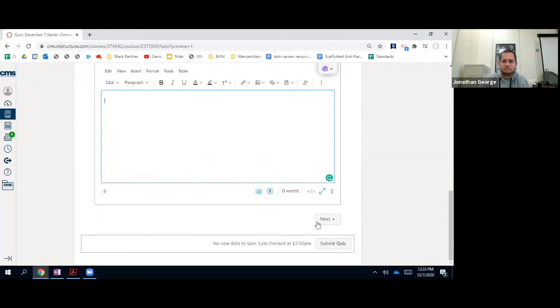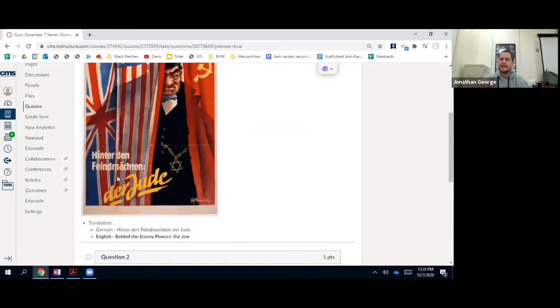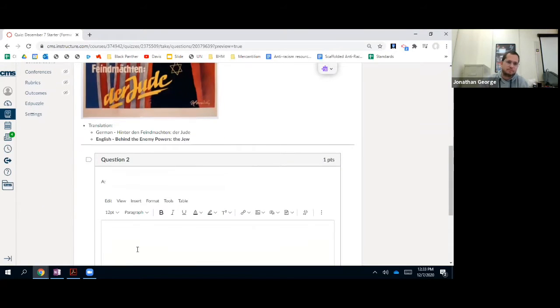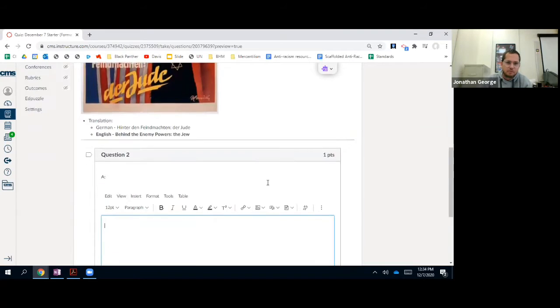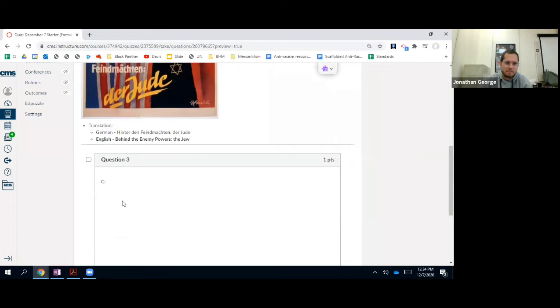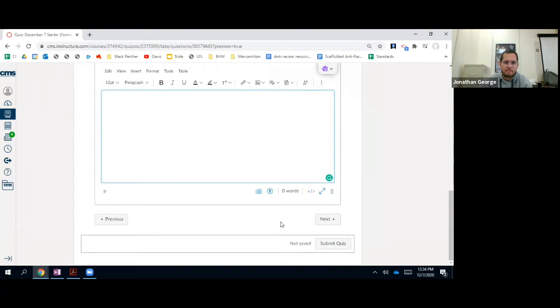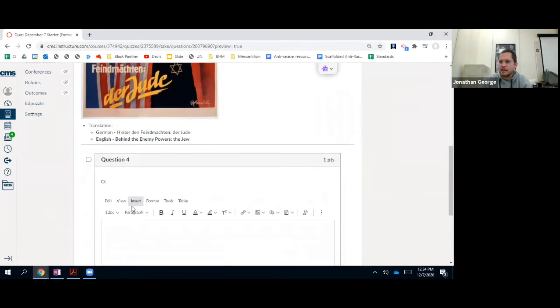After you've done that, you'll hit next and you'll go to the A. You should know what the A stands for, and based on what it stands for, you should properly answer that question, or type in what you would put in the TACOS organizer based on this piece of Nazi propaganda. Then transition to C, which is question 3, and you'll put that information right there. And then the O, and then lastly, the S. So make sure that you work on that right now, please.